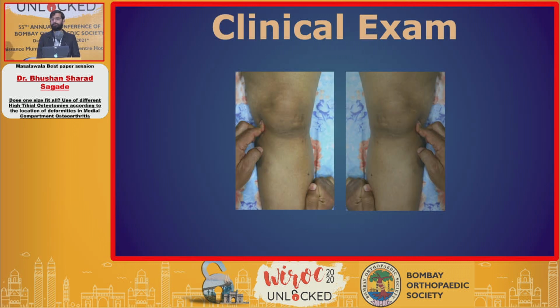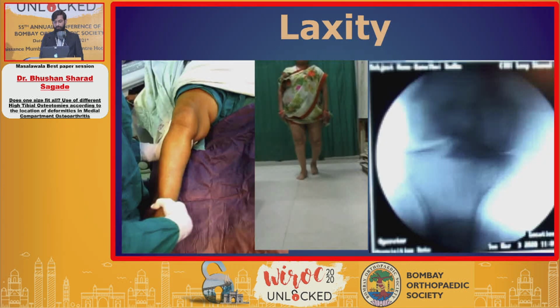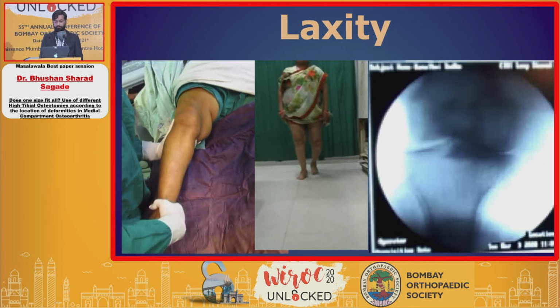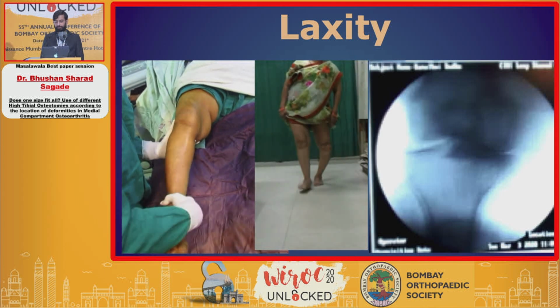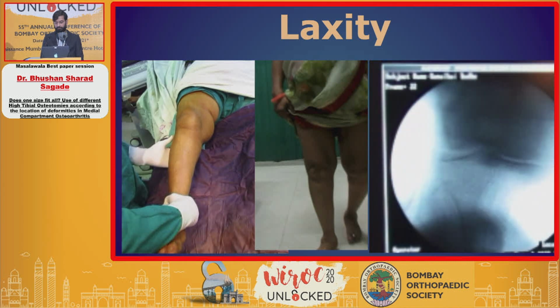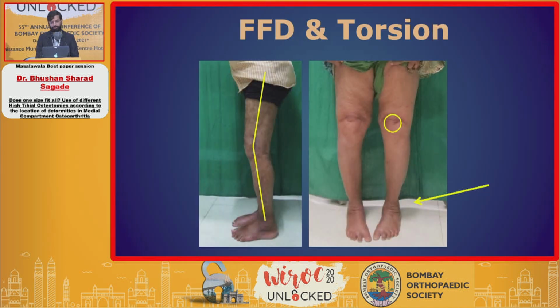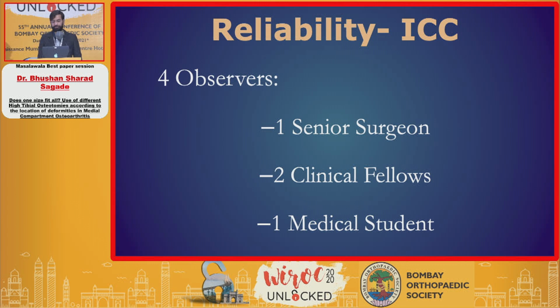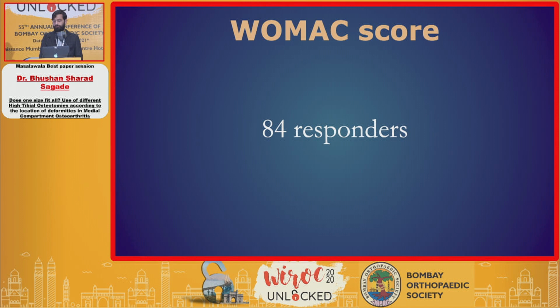Clinical examination consisted of eliciting tenderness in the medial and lateral compartments and documenting the range of motion. We elicited mediolateral laxity in the supine position, dynamic varus while walking, and also documented laxity under anesthesia. Fixed flexion deformity was documented only clinically, and torsion was documented only clinically. We did not use CT scans for determining rotational problems. Intra-class correlation coefficient was calculated to compute inter-observer reliability between 4 sets of measurements. Telephonic interviews were conducted to assess WOMAC scores post-operatively.